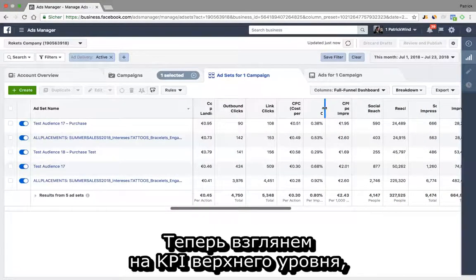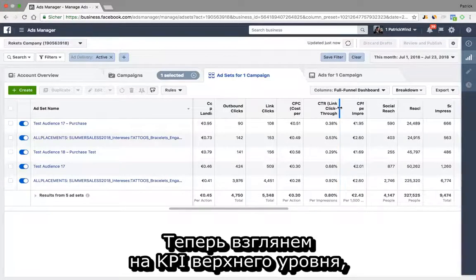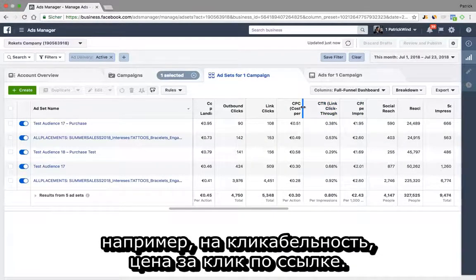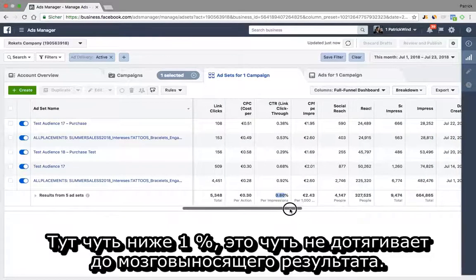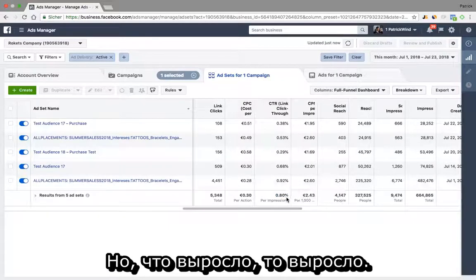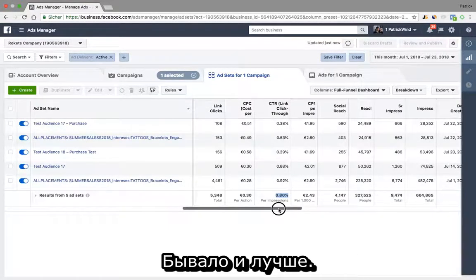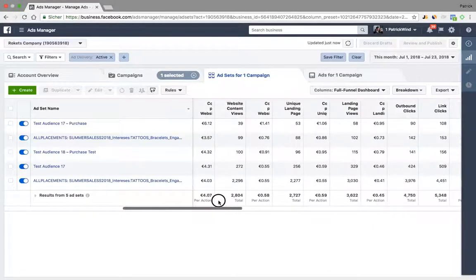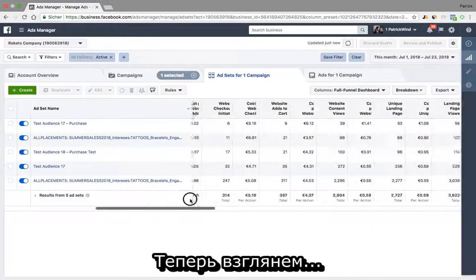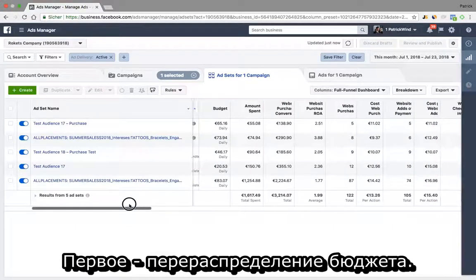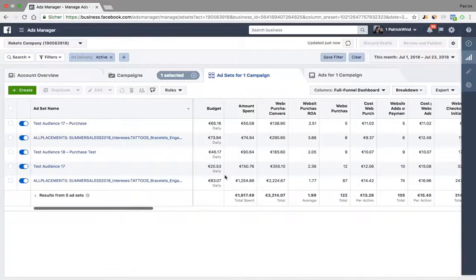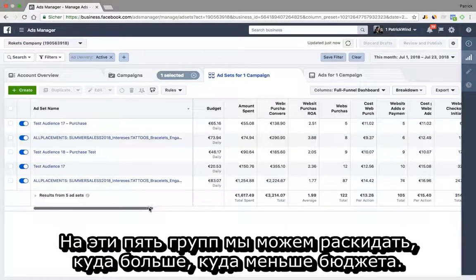Then I take a look at the upper funnel KPIs like CTR and CPC. We're a little bit below 1%, so it's not completely mind-blowingly awesome, but it is what it is. Could be better. Okay, now let's take a look at how we can optimize that. So the first thing is we could reallocate our budget. So between the 5 ad sets we could give some of them more or less budget.